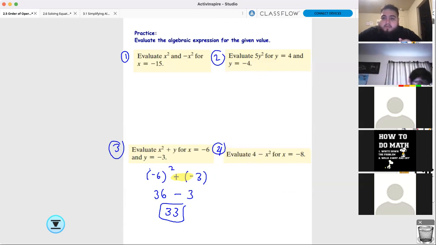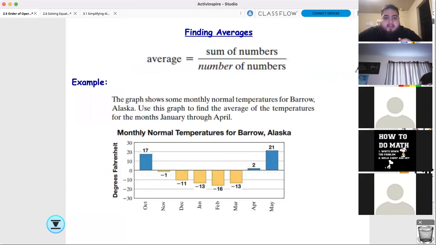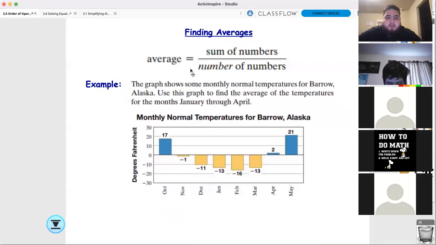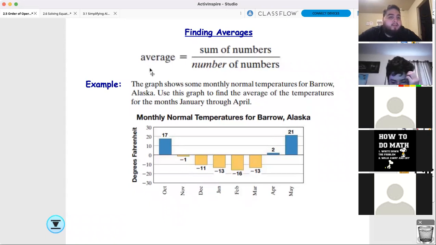Okay, moving on. This is the last example for 2.5, finding averages. So first write this formula on top: average equals sum of numbers over the number of numbers. When you're doing this example, you don't have to write the word problem, guys. So write the formula for average.